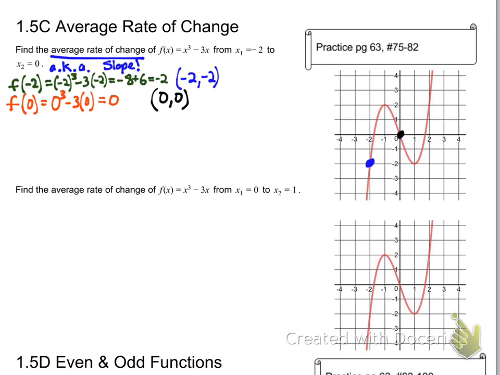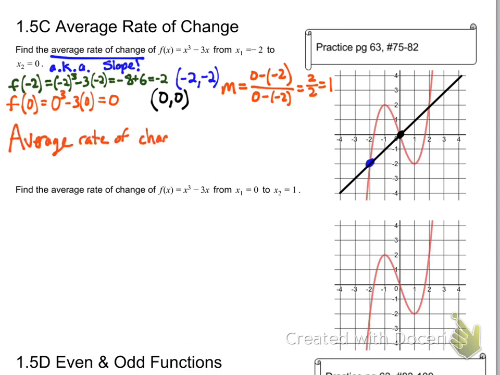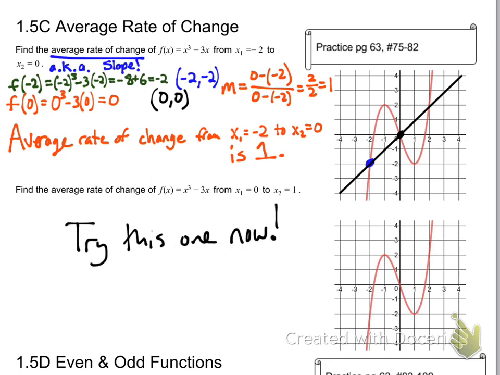So the average rate of change is going to be the slope between those 2 points. I could draw a line, and it looks like it's going to be a slope of 1. Let's just make sure with our formula for slope: we subtract the y's and divide by the difference between the x's, and we get 2/2, which is 1. So the average rate of change from -2 to 0 is 1 for this function. Go ahead, I want you to try applying this to the next problem.